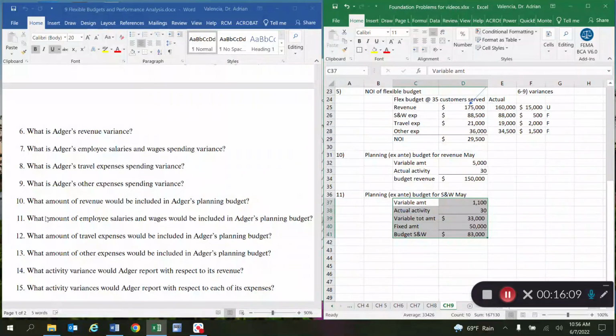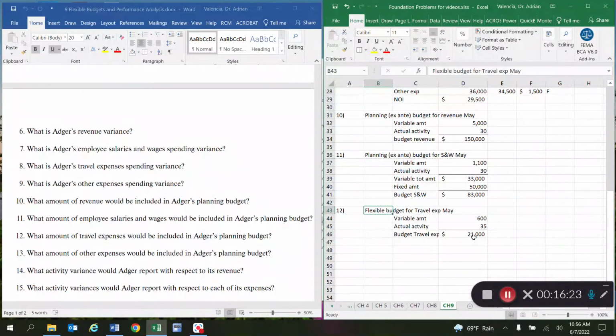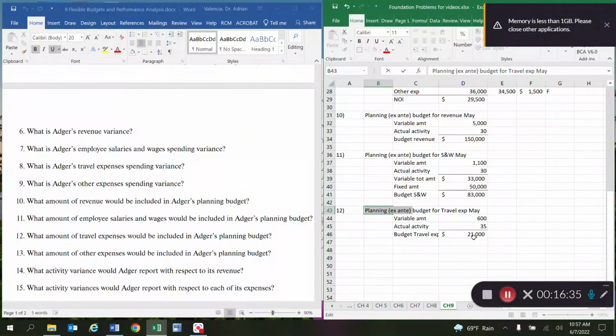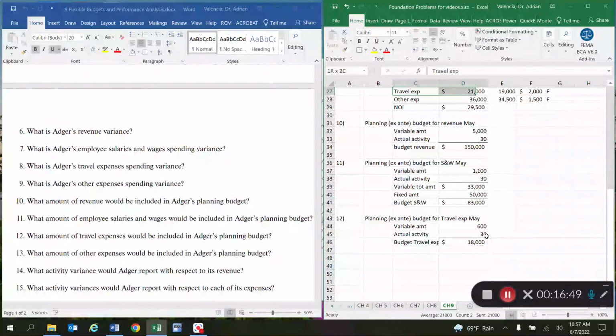So 12 is asking us for travel expenses. So I'm just going to copy what we did already. Top here, flexible for travel. But again, this one's going to be called the planning budget based on ex ante information. I'm trying to drive that point across by emphasizing this, okay? This was before, and it was 600 times 30. And so initially we thought our budgeted travel expense was going to be 18,000. But since we sold more, that went up to 21,000 based on the flexible budget.